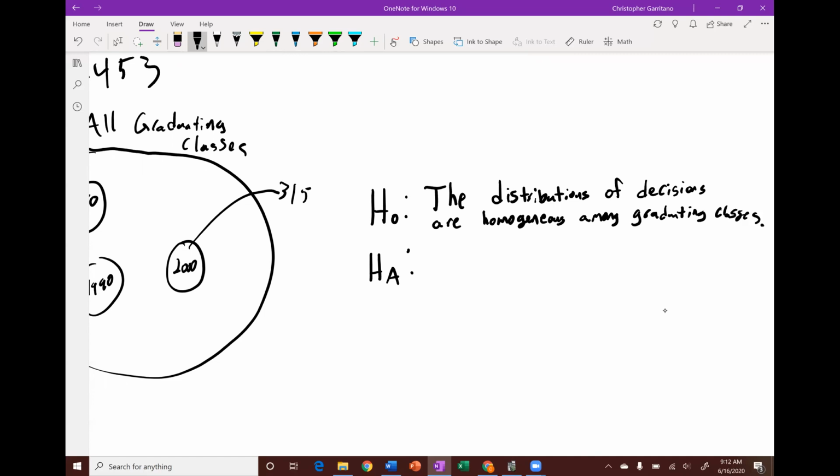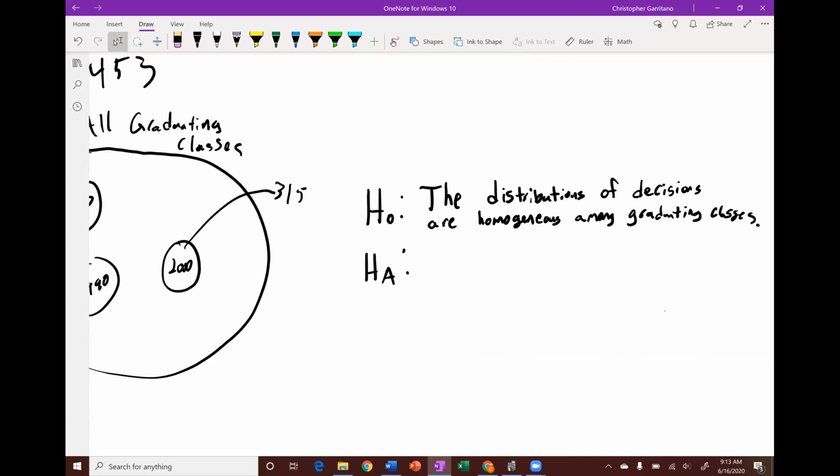So we're saying that the distribution of proportions are the same. That's just like assuming in a two-sample test that p1 is equal to p2, right? We're assuming that things are the same, and it's up to us to see if there's evidence that says that the distributions are not homogeneous, or in other words, heterogeneous. So let me pause this and write that out so you don't have to see me writing this whole time.